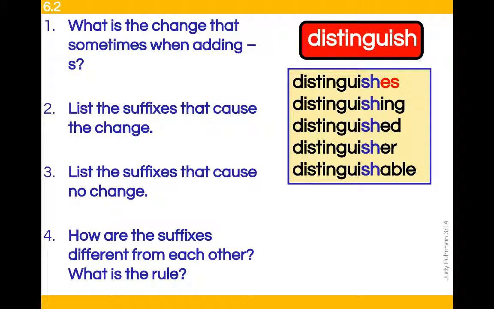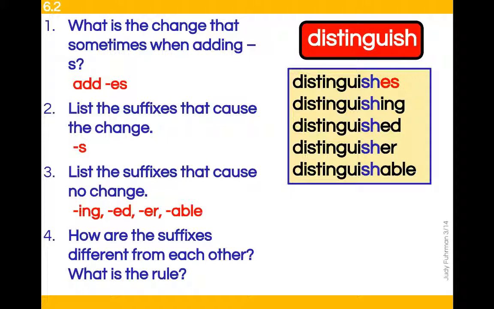Okay, now that we're back, number 1, what is the change that sometimes happens when adding S? Sometimes we need to add ES instead of just S, like in the word distinguishes. List the suffixes that cause the change. Okay, S. What about those suffixes that cause no change in that word? ING, ED, ER, and ABLE.